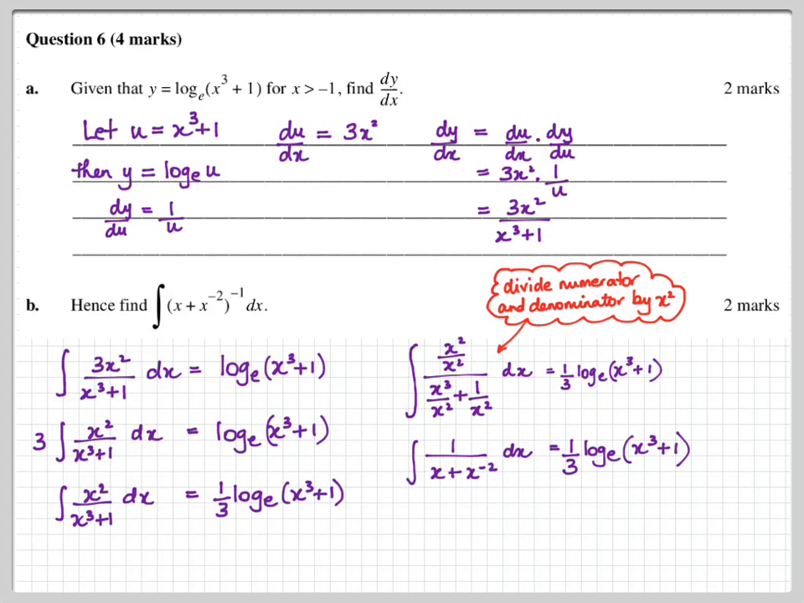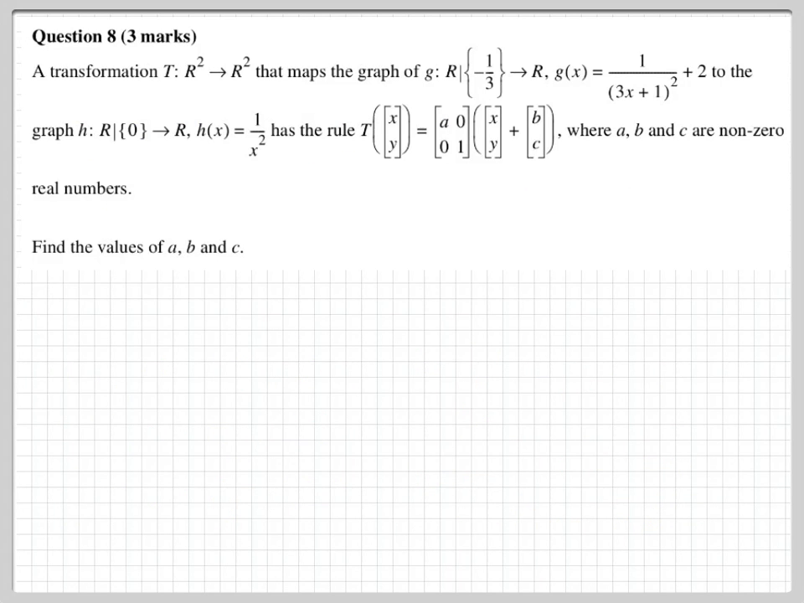You would then get this expression, which is x squared divided by x squared is 1, x cubed divided by x squared is x, 1 over x squared is x to the minus 2, and you can now see that this is looking very similar to that. All we need to do is make the 1 over x to the power of negative 1, and that's the answer to that question. Let's go to the next one, which is question 8.